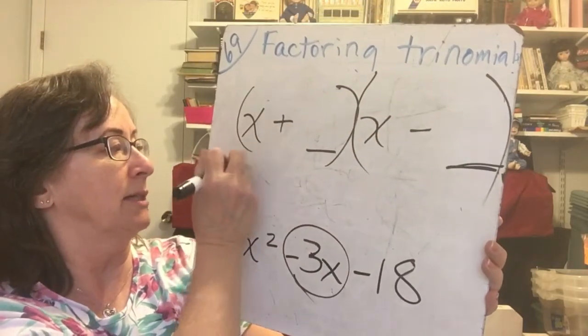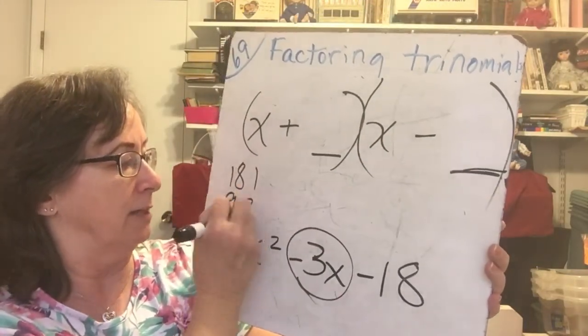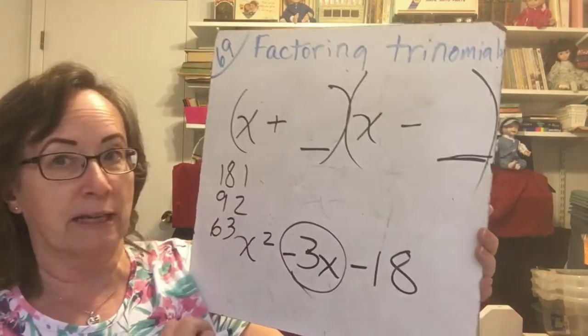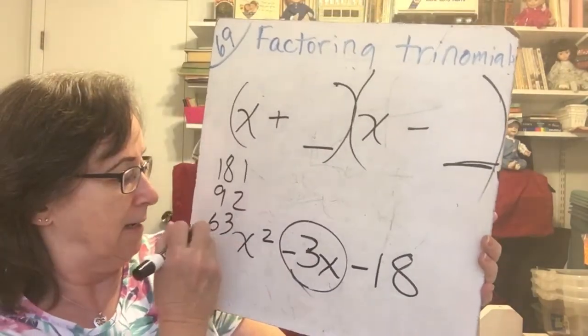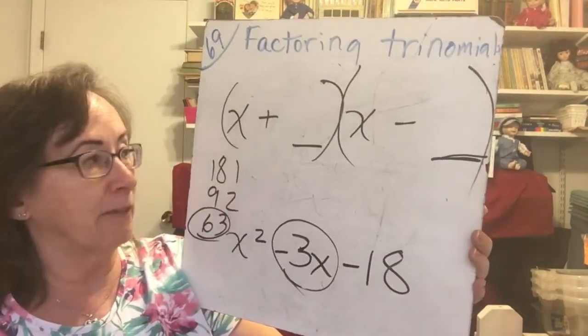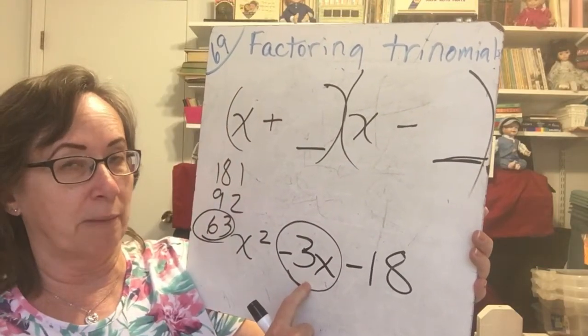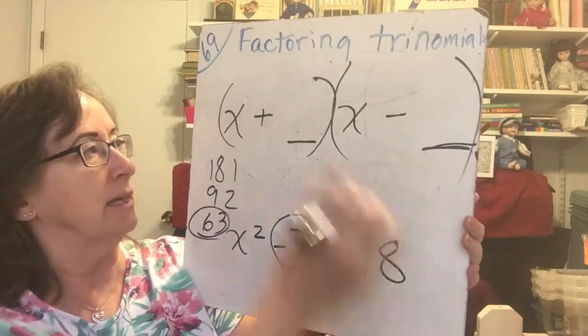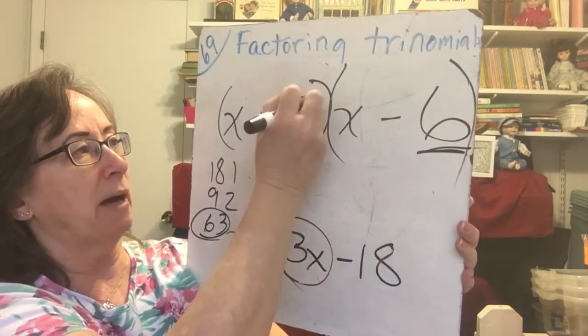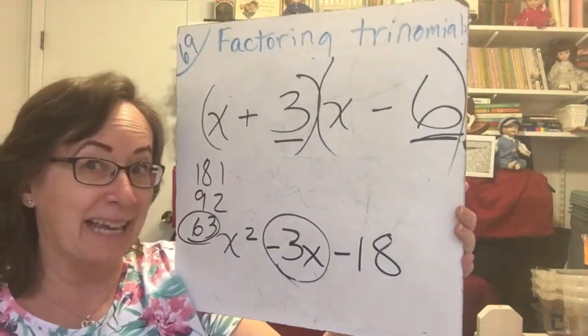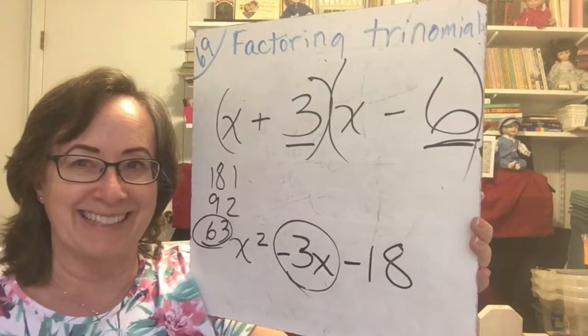So then I would just say 18, 1, 9, 2, 6, 3, looking for a difference of 3. 6 and 3 has a difference of 3. So then I have to think, okay, it's a negative in the middle. That means the negative guy wins. So we're going to put minus 6, positive 3. We get the same answer we did with the boxes.